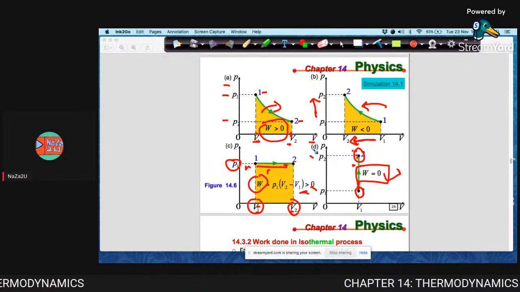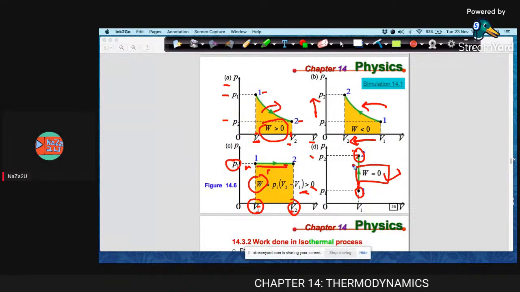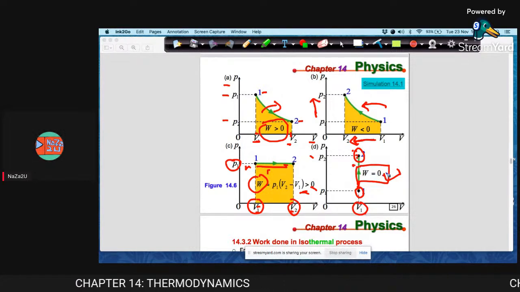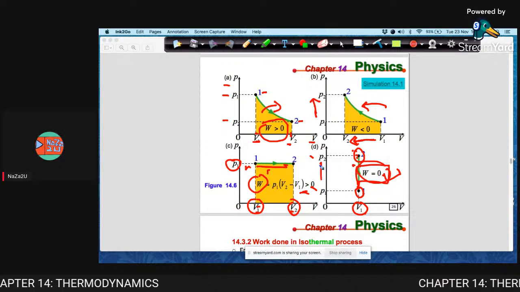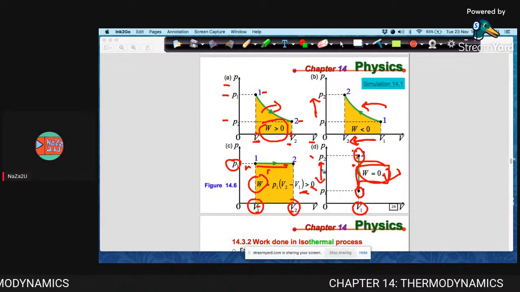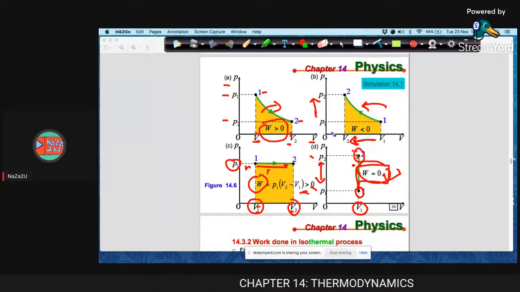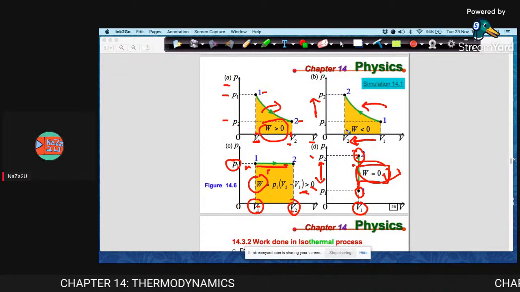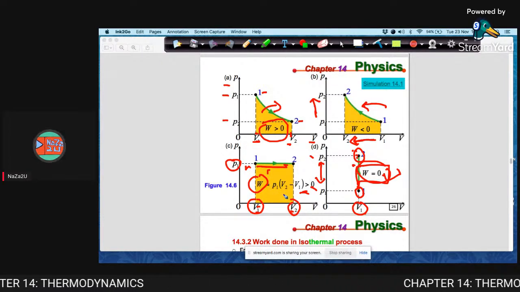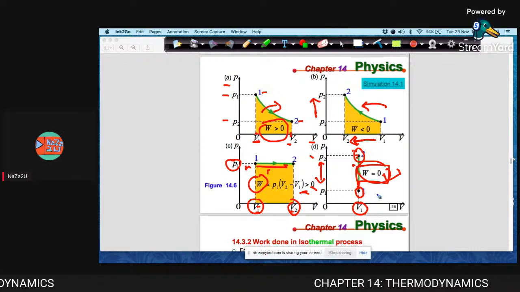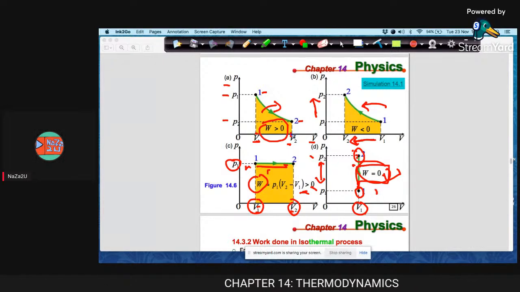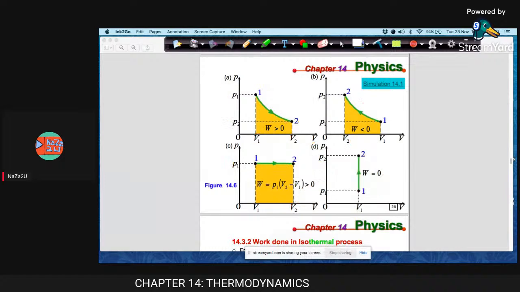And the graph D, we have a constant volume. So no change of volume, meaning work done is equal to 0, but we have a change of pressure. And this is the type of characteristic of the work done positive, work done negative, work done positive, and work done is equal to 0, depends on the change of pressure and volume.